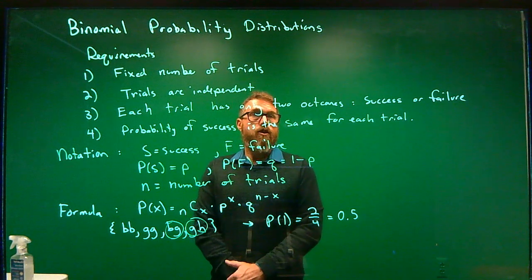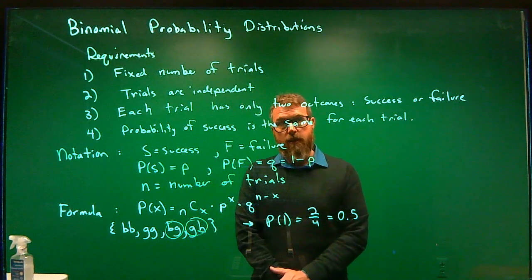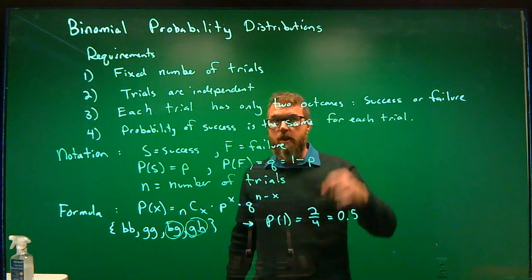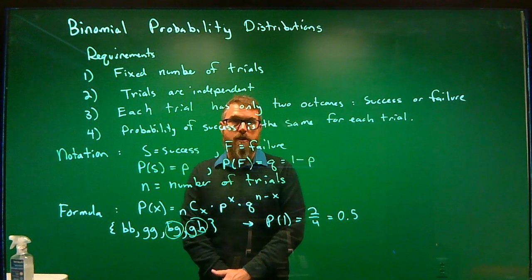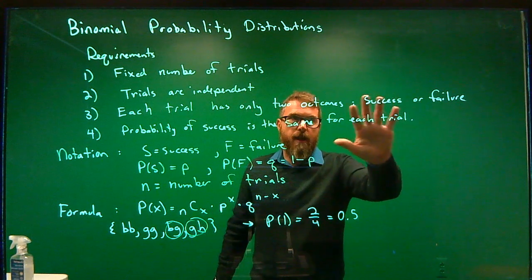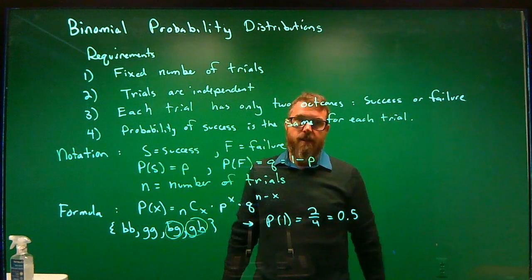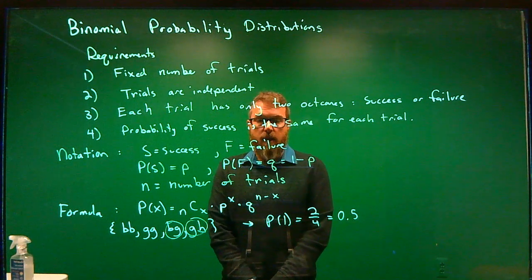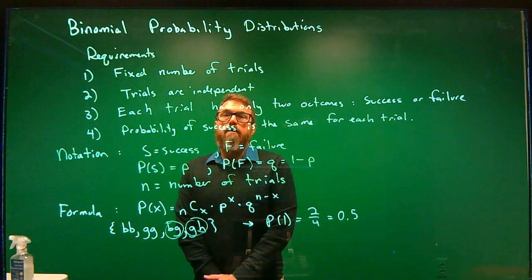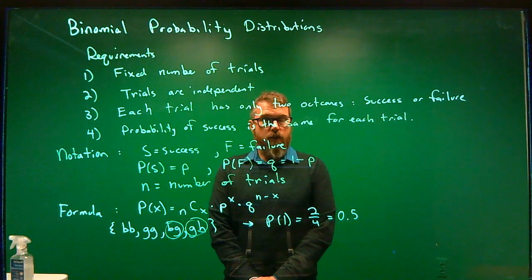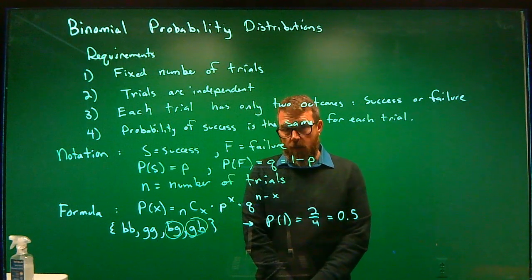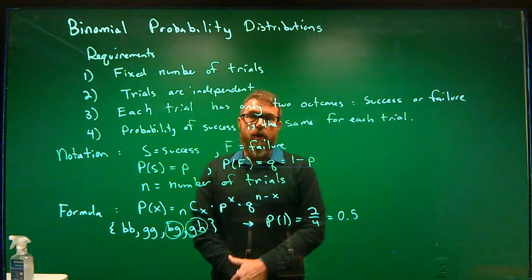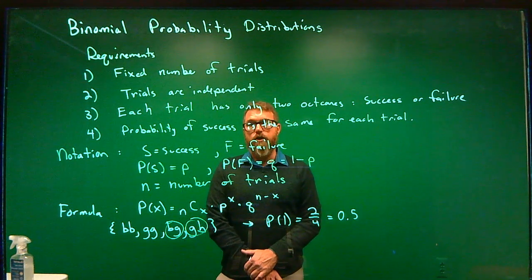Each trial has only 2 outcomes, which we consider success and failure. Since I'm asking for the probability of the number of girls, in this case girls are considered success, and boys are considered failure. We're not saying there's a positive or negative idea to these things. It's just what we call success and what we call failure. Success is what I'm actually asking about. The probability of success must be the same for each trial. I know the probability of having a girl is 50% every single time, so that's true as well. That's why this is considered a binomial distribution.